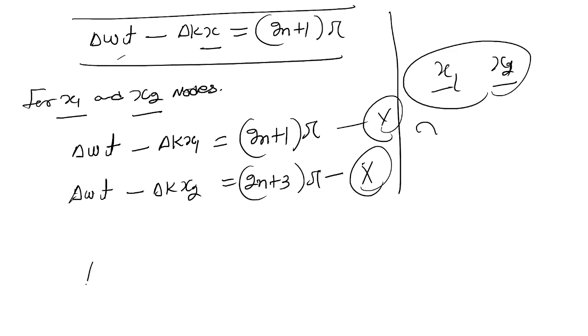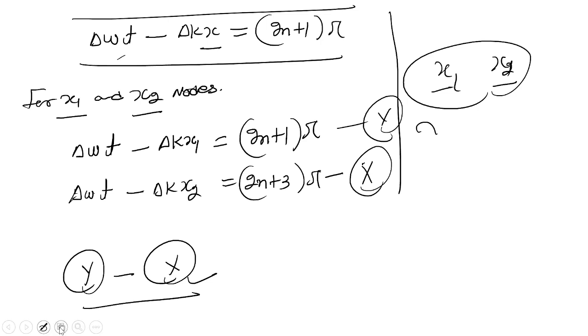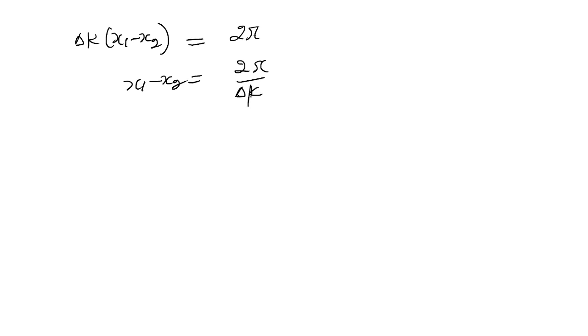Now subtracting the y equation from the x equation, the final expression we get is Δk(x1 − x2) = 2π. So x1 − x2 = 2π/Δk. Now understand what this is. We can say this is Δx, because the difference between two consecutive values is always written with delta. And k is the propagation constant, k = 2π/λ, which we already know.